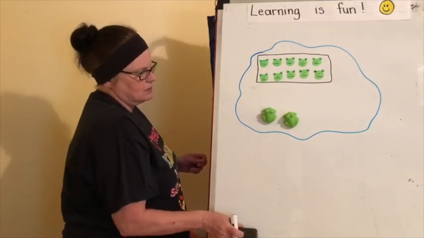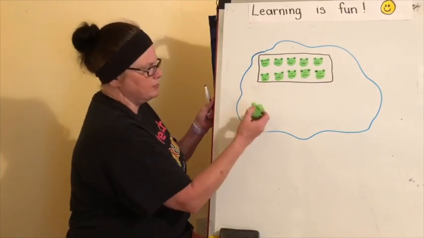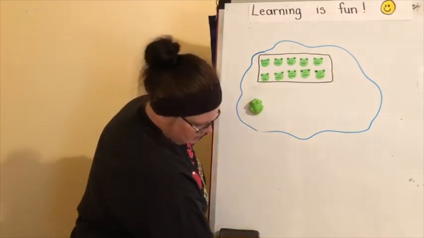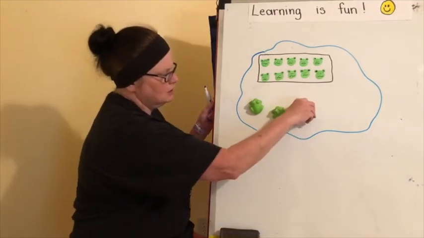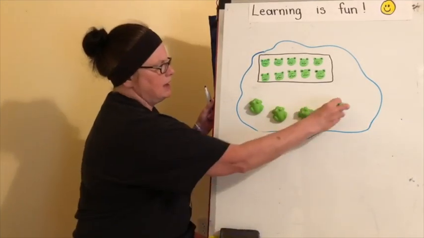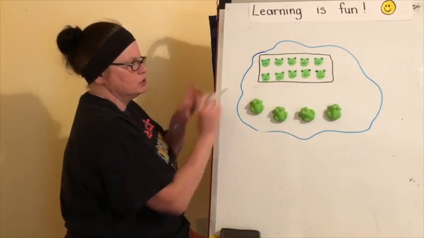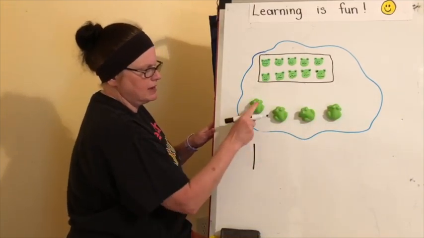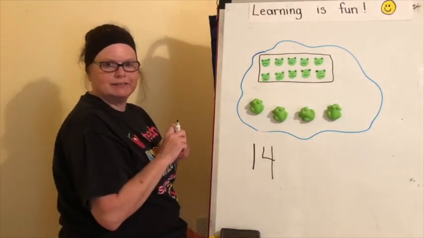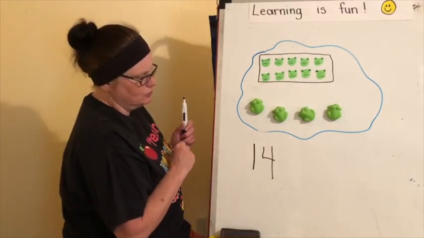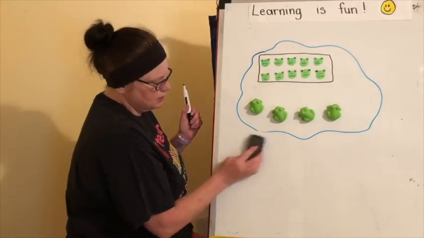All right. So now I'm going to make another group. So I have my group of 10, and this time I'm going to add 4. So I have my group of 10, one group of 10, and 1, 2, 3, 4. How many frogs are in my pond? 14. Good job. I'm going to do one more.